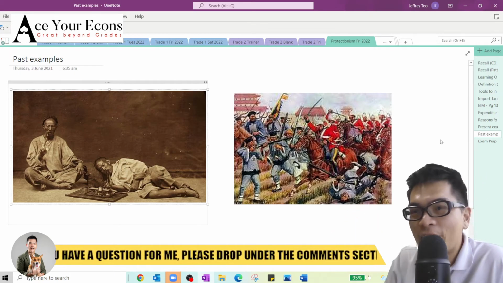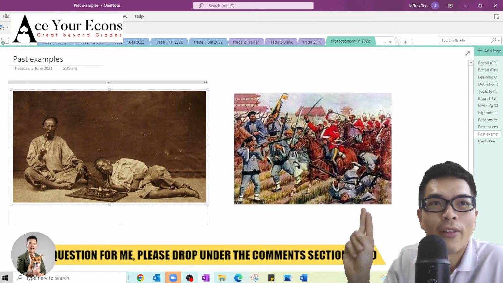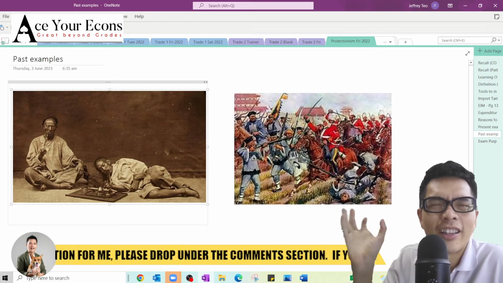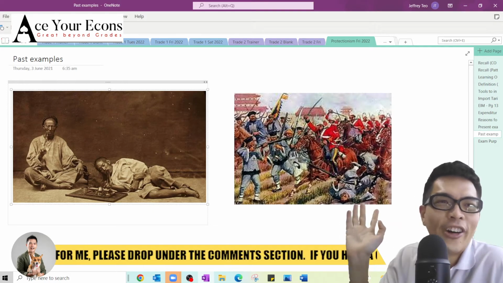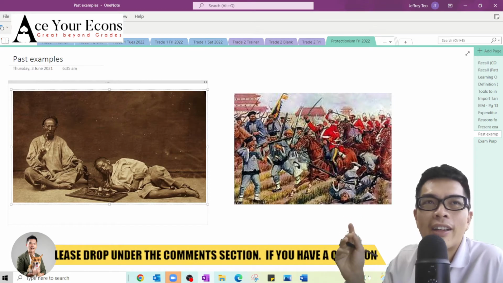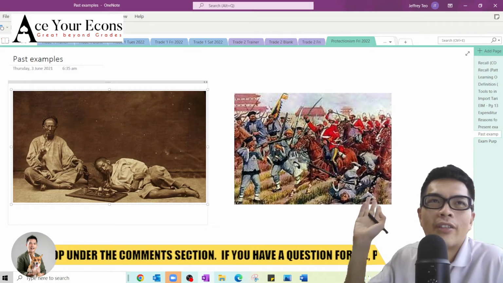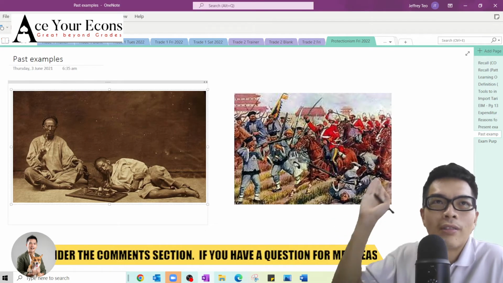Alright, so this is the Opium War. Opium War is fought where? At least you all should know where the Opium War is fought. Okay, it was fought in China, right? Who are the parties involved in the Opium War? Obviously, Chinese are involved, right? Who else is involved? Who are the ones in red?